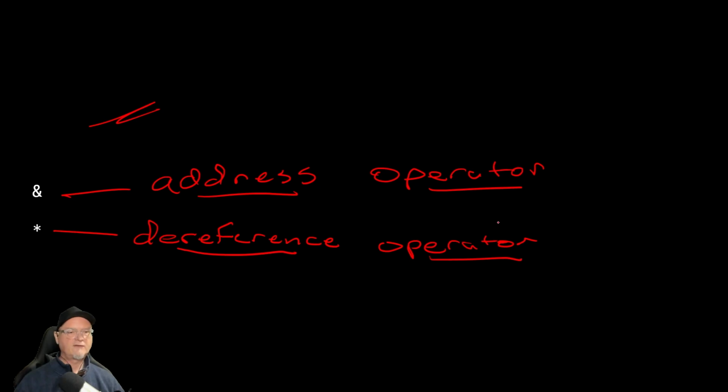Now, a dereference operator, what does that do? What this does is it actually stores the address of a variable in memory. So it actually stores it. And we're going to be talking about how to use both of these.